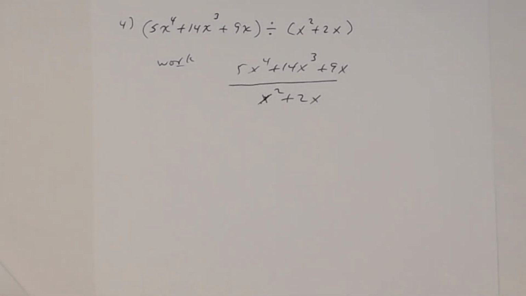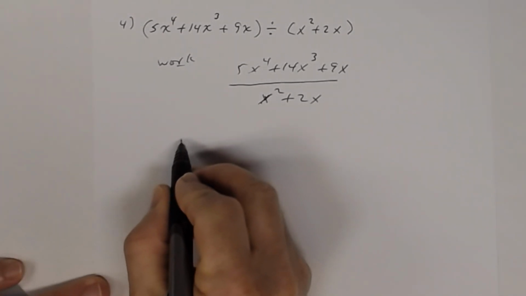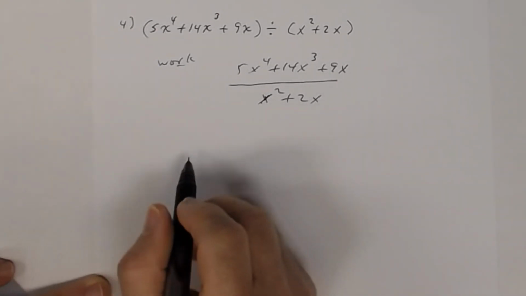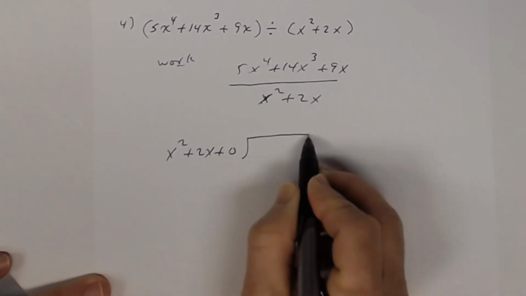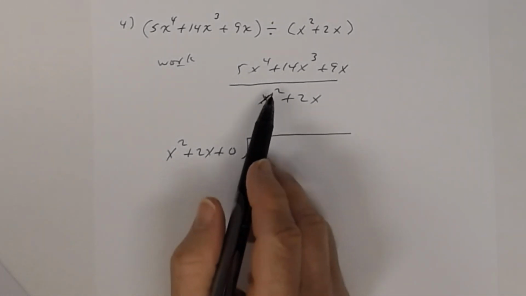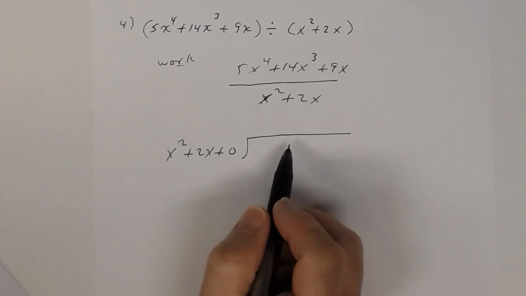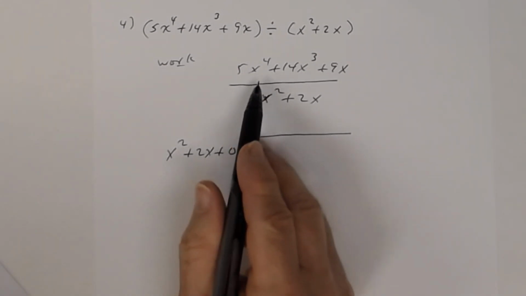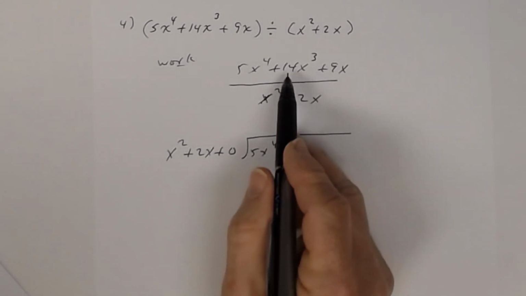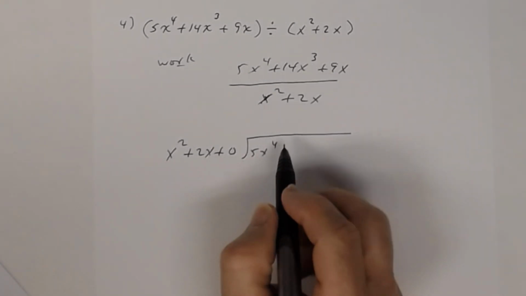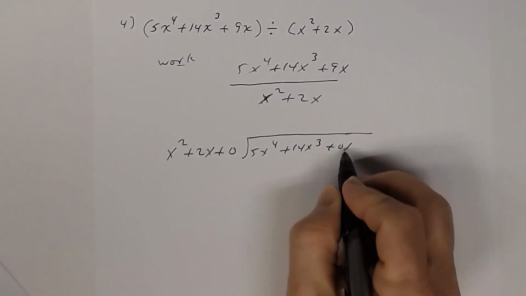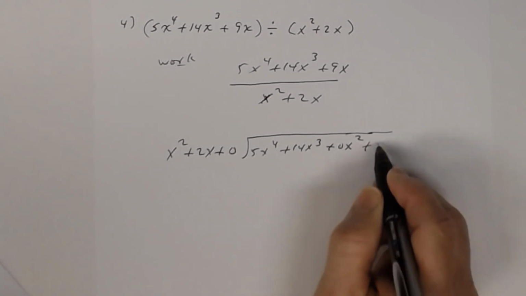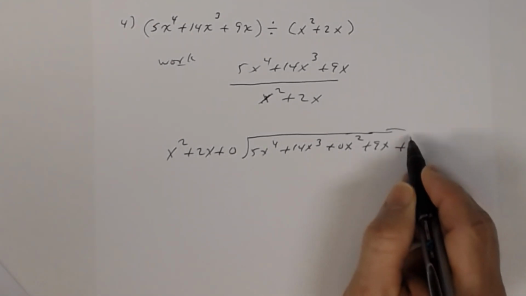All right. Okay, so let's go ahead and do that long division. And this time I'm going to go ahead and put that 0 term in the divisor. So x squared plus 2x plus 0 divided into, okay, so remember, if there's any missing terms in your dividend, you must put in a missing 0. So I have 5x to the 4th. That's my leading term. My next is x cubed, so plus 14x cubed. The x squared is missing, so I'm going to say plus 0x squared. Then plus 9x, and then my constant's missing, so plus 0.